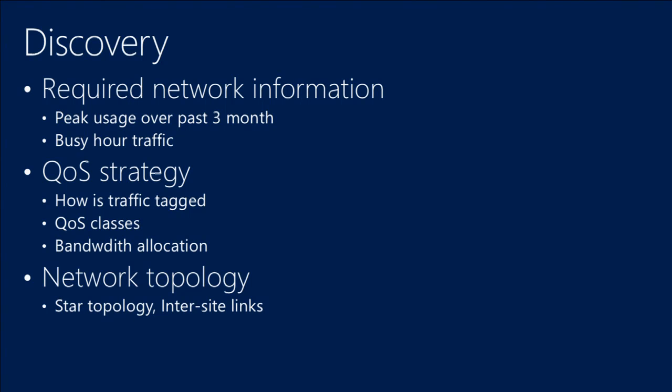Then you need to think about your quality of service strategy. Do you have one already? Is quality of service used? If yes, how is the traffic tagged? What classes do you have? How much bandwidth do you allocate? And finally, the network topology. Do I have a central MPLS and everything is a star, or do I have different hubs? What does my network look like?